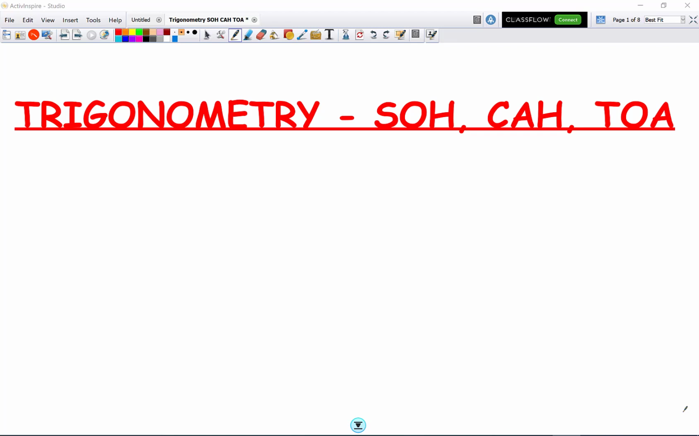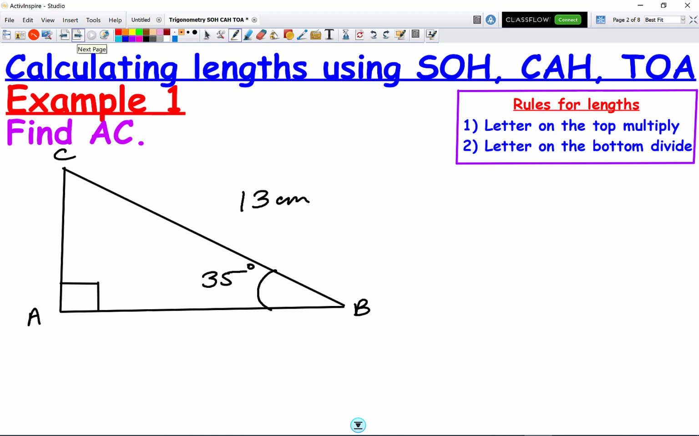In this video, we're going to look at trigonometry in right-angled triangles, also known as SOH CAH TOA. In the first case, we're going to look at calculating lengths. So let's take this example here. We have a right-angled triangle. The angle ABC is 35, the length BC is 13 centimeters, and we need to work out the length AC.